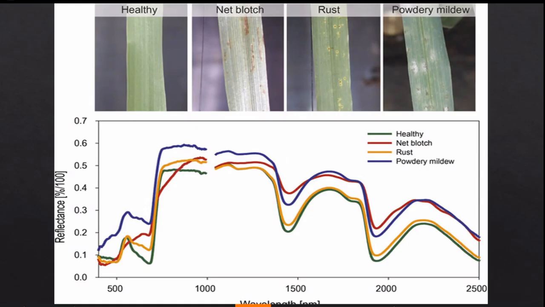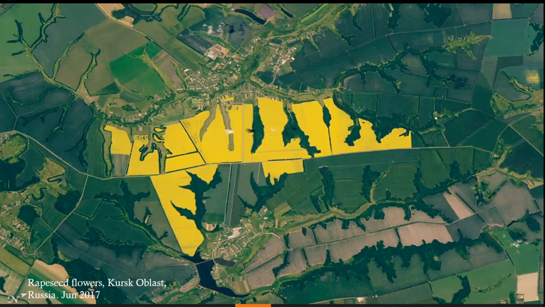So some other examples are this yellow patch here is rapeseed flowers in Kursk, Russia. So we know that these plants are ready for harvest, while the other plant areas are not. Right. So the market can now be ready to say that, okay, we have this much area of rapeseed ready for harvest. So in the next few days, we can expect X quantity in the market.